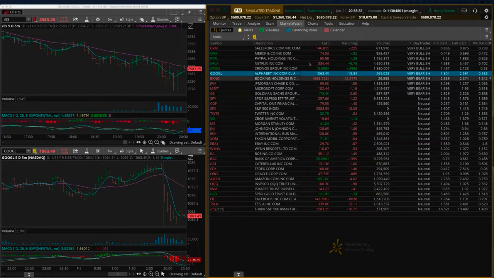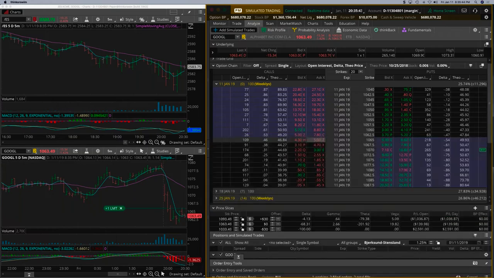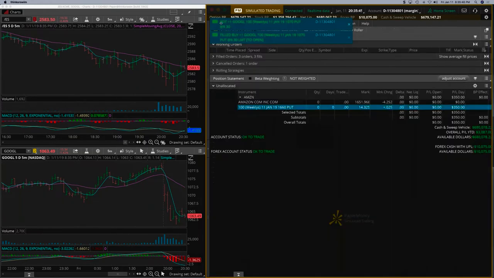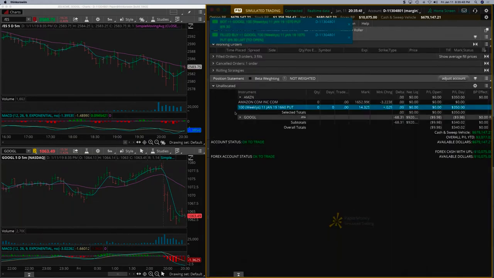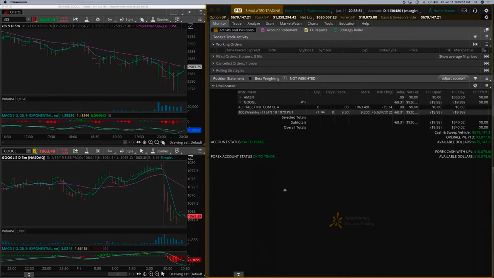Now, Google is showing some weakness. So let's go. I want to see. So mid price is 930 on this. So let's see. Mid price is 930. I'm going to go in for Google. One contract. So yes, we are in on Google. So I'm going to close up Amazon here and just look at Google here.